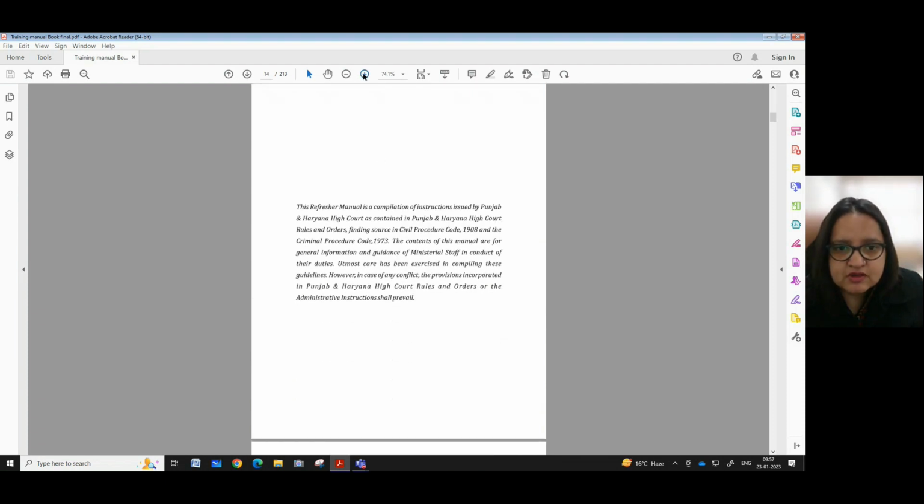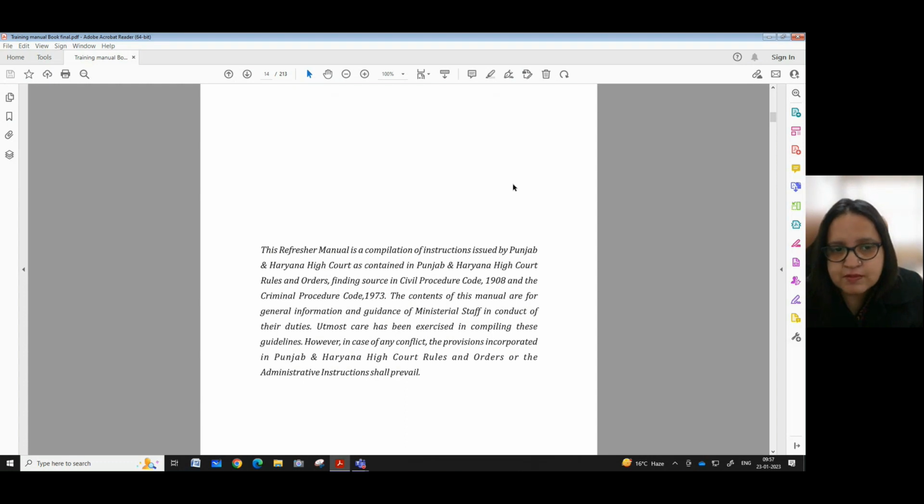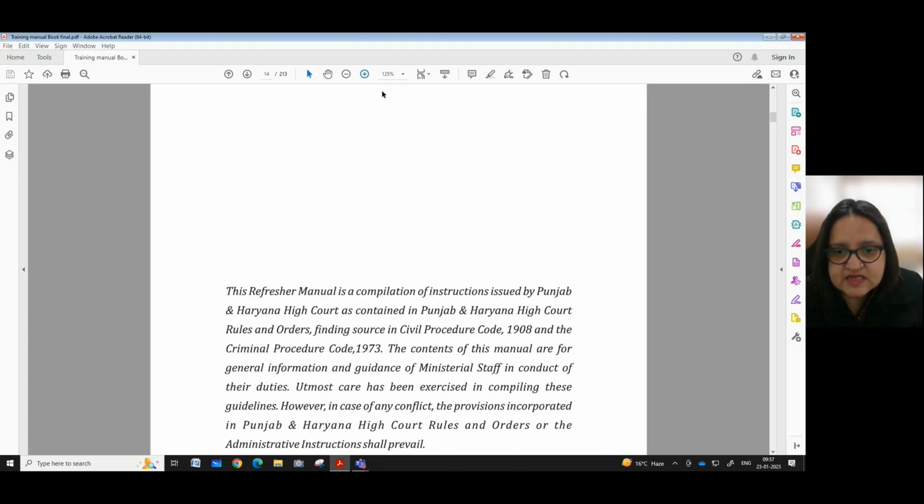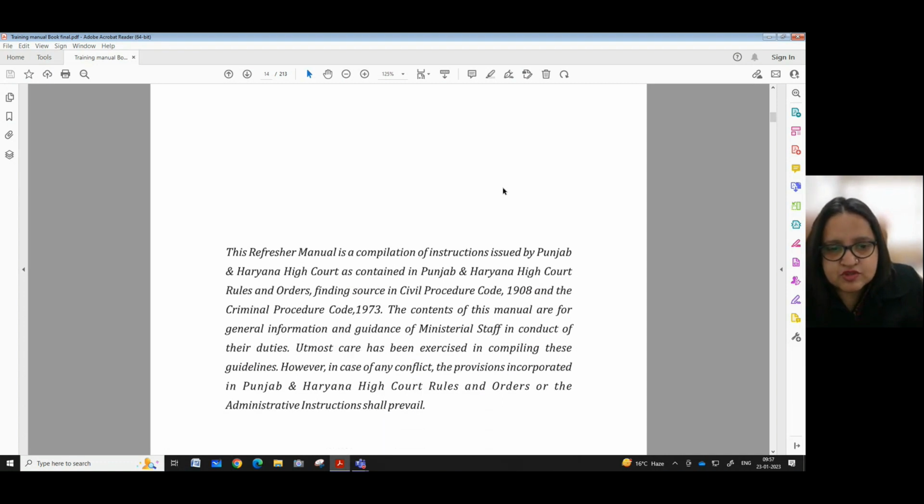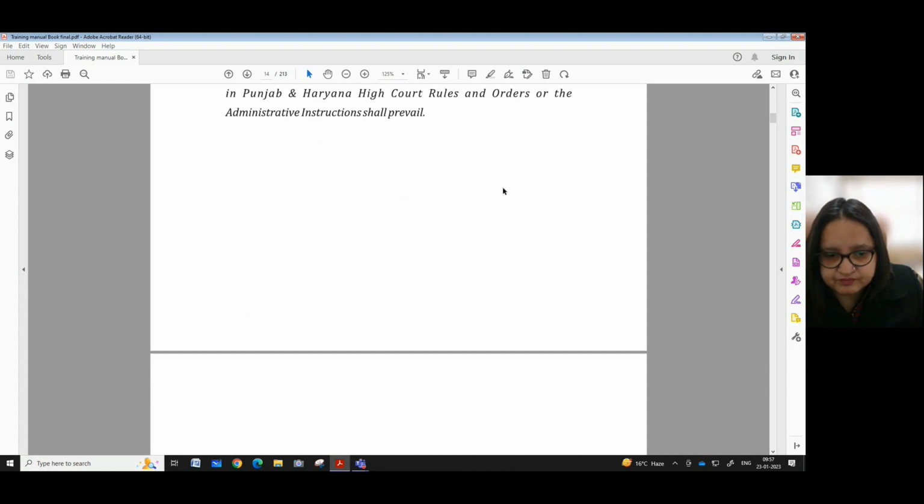This refresher manual is a compilation of instructions issued by Punjab and Haryana High Court as contained in Punjab and Haryana High Court Rules and Orders, finding source in Civil Procedure Code 1908 and the Criminal Procedure Code 1973. The contents of this manual are for general information and guidance of ministerial staff in conduct of their duties. Utmost care has been exercised in compiling these guidelines. However, in case of any conflict, the provisions incorporated in Punjab and Haryana High Court rules and orders or the administrative instructions shall prevail.